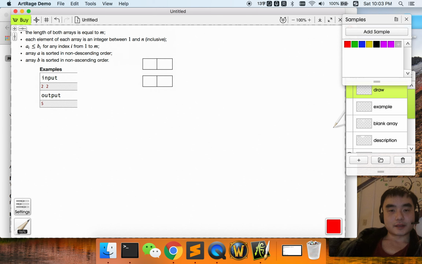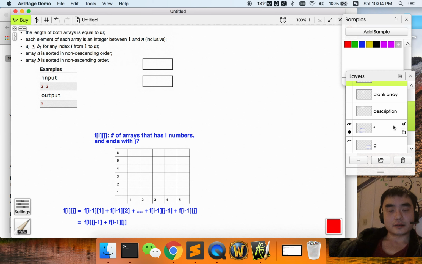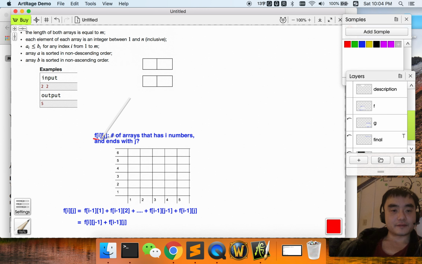So let's move on. So how to solve this problem? Usually for combinatorics problems, we are going to use dynamic programming, all right? So the most important part of dynamic programming is to find the states and find the formulas, right? So let's see the definition of the states in this problem, right? So the first state is F. And what's the definition of F? It's the number of arrays that have i numbers and end with j.